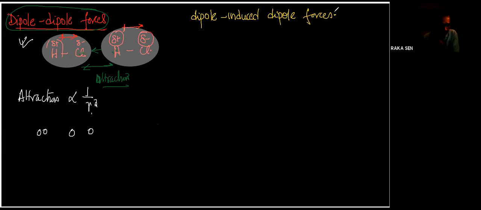Now, what does it mean? It essentially means, once again, very simple. Suppose you have got one polar molecule. Say, for example, I have got one HCl out here. So this is delta minus and I have got delta plus. And I say, for example, I have got a non-polar molecule, such as hydrogen. So I have got a polar molecule and I have got a non-polar molecule.